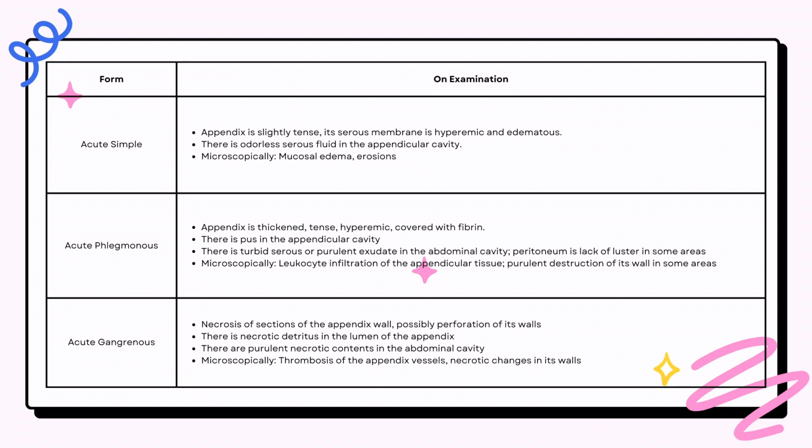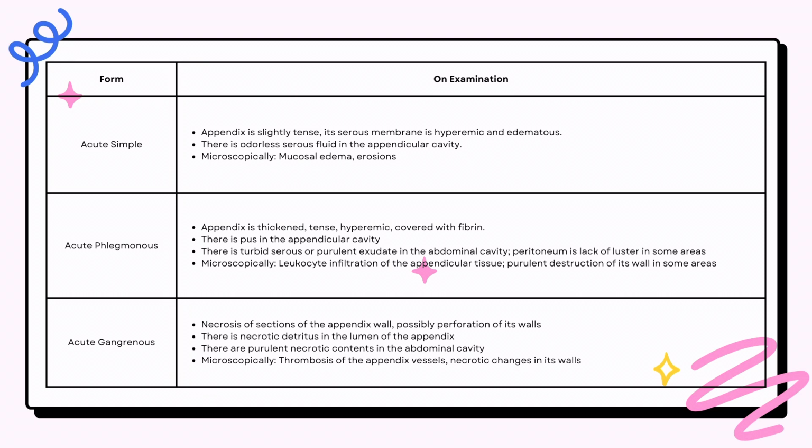For acute phlegmonous appendicitis, the appendix is thickened, tense, hyperemic, and covered with fibrin, and there is pus in the appendicular cavity, and there is turbid serous or purulent exudate in the abdominal cavity. And the peritoneum lacks luster in some areas. Microscopically, there is leukocyte infiltration of the appendicular tissue, and there is purulent destruction of its wall in some areas.